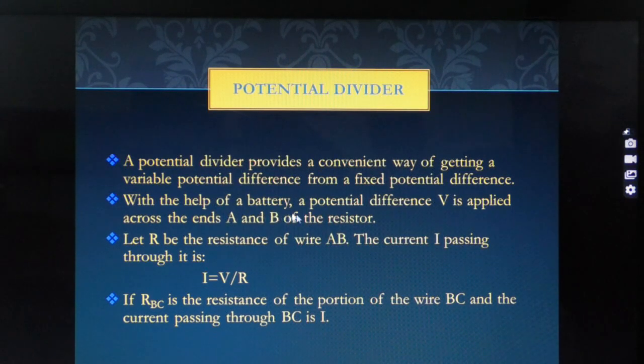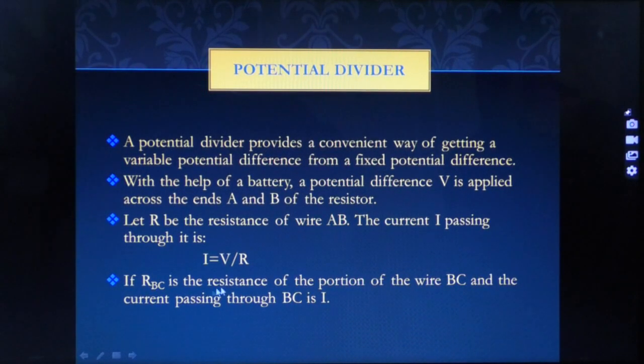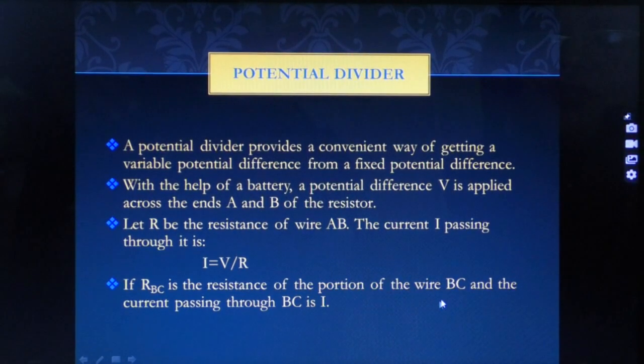With the help of a battery, a potential difference V is applied across the ends A and B of the resistor. Let R be the resistance of the wire AB. The current I which is passing through it, from Ohm's law, is given by I is equal to V over R. Okay. For this purpose, let me consider: if RBC is the resistance of the portion of the wire BC, and the current passing through BC is I.